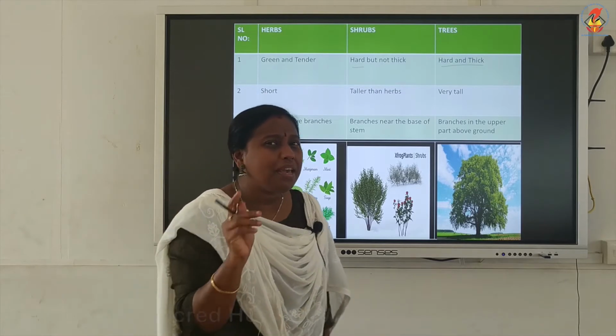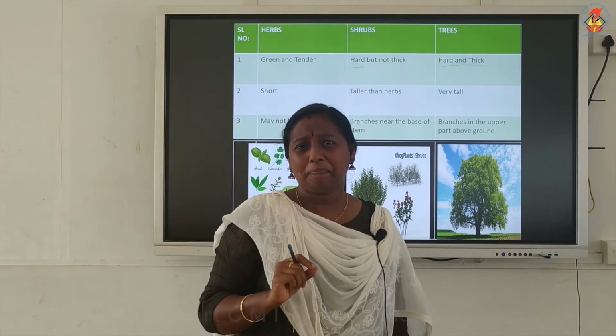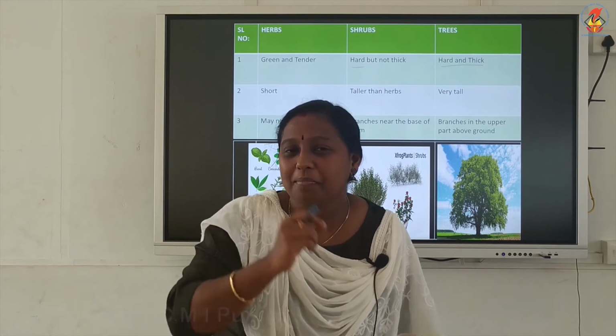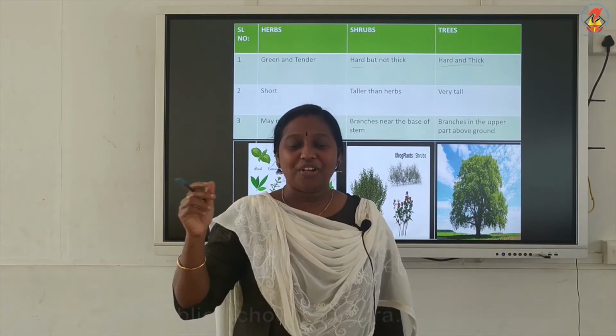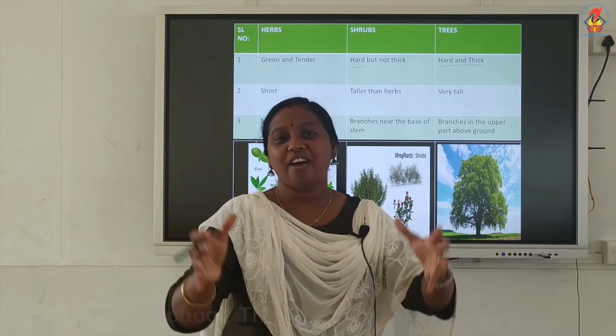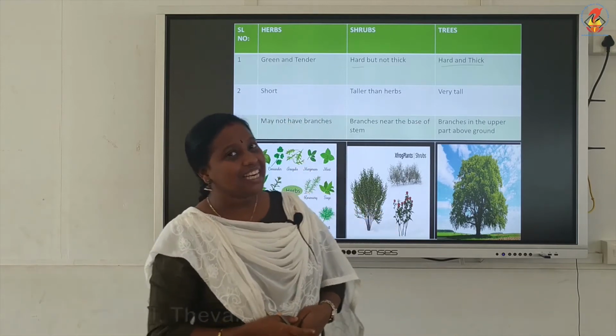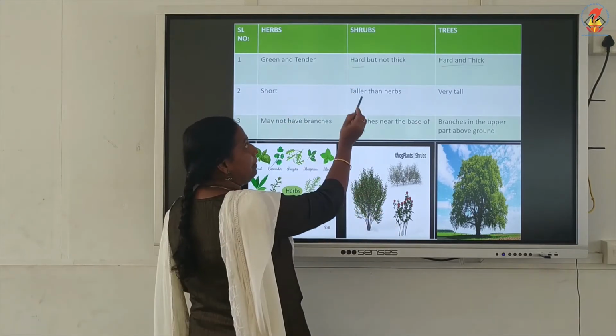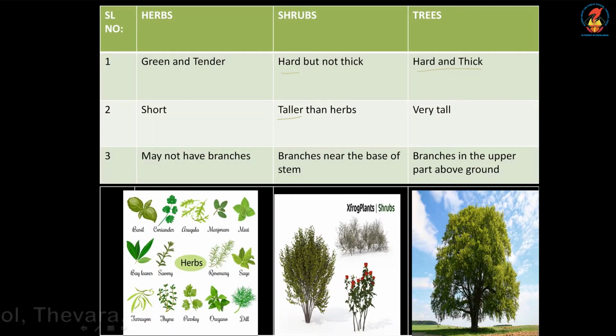So herbs will be having a very soft stem. A little bit hard stem the shrub will be having, but the trees will be having a very thick and woody stem. Clear? Yes. Coming to the second point, the shrubs will be much taller than the herbs. The herb will be very small, very short, but the shrub is a little bit taller than the herb. Whereas what about trees? They are very tall. Okay, yes.